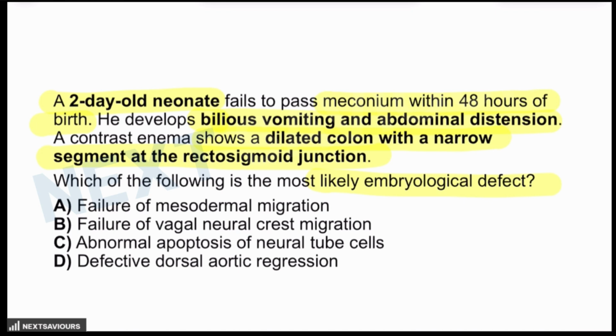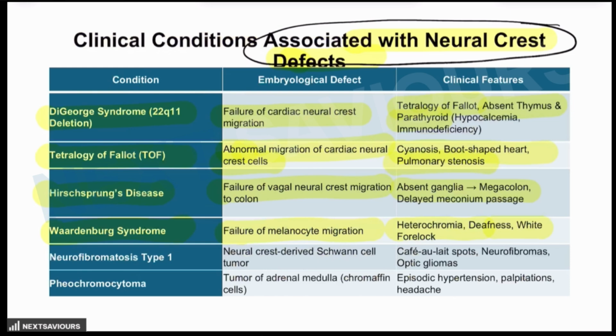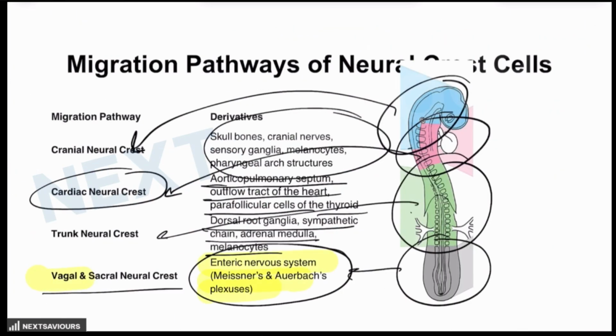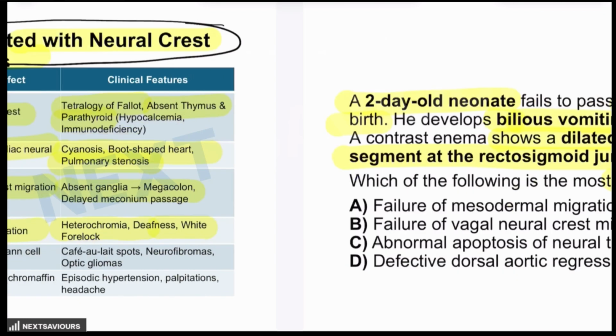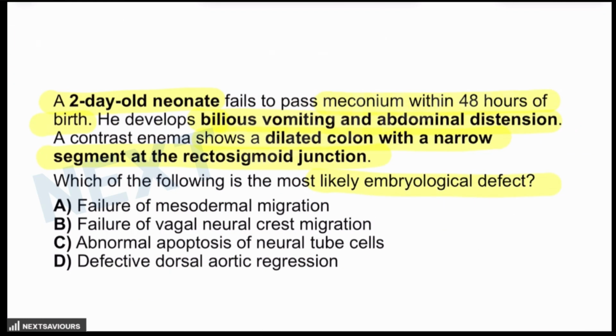Now, the vagal neural crest migrates to form the Auerbach and the Meissner's plexus, as we have already talked about. So, absence of the ganglia leading to no peristalsis, leading to functional obstruction, that is Hirschsprung disease, is a feature of failure of vagal neural crest migration. So, this is how the questions are getting identified. Actually, this question is based on the Hirschsprung disease.